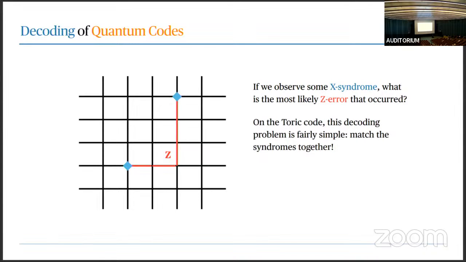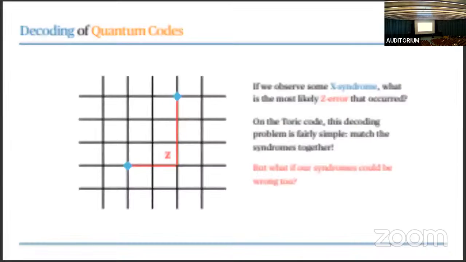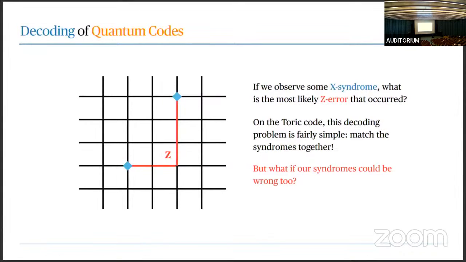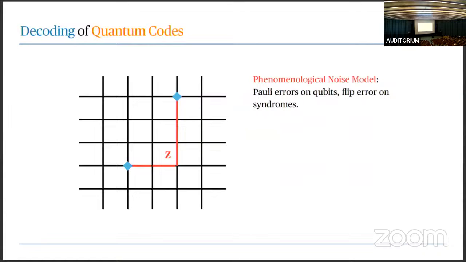So now on the Toric code, this has been studied many, many times. But in a more realistic setting, your measurement gadgets are also noisy and are also imperfect. So the question is, what happens if our syndromes could be wrong too? So let me explain what I mean by that. Let's consider what's called the phenomenological noise model. And in this particular noise model, you have Pauli errors on your qubits, and you have potential flip errors on your syndromes. What does that mean?